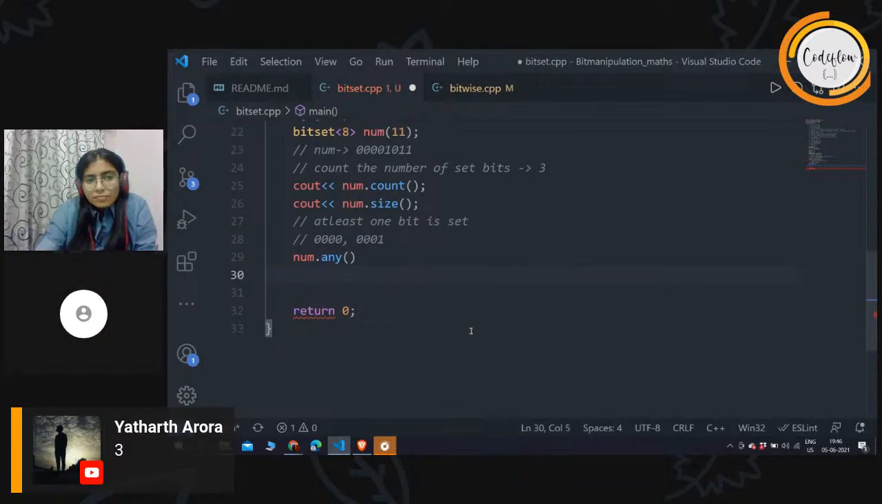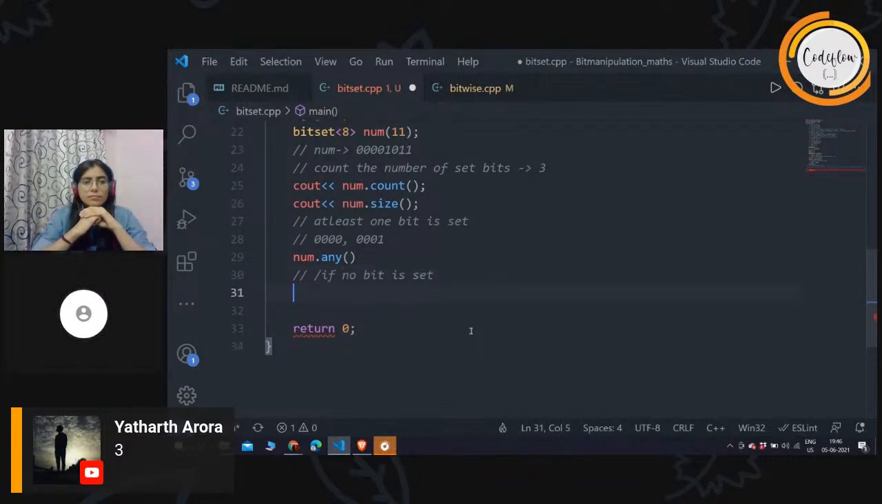Then, if no bit is set, I can just do num dot none. Num dot none will return true. Of course, the true I'm talking about is in case of a 0 and 1. Num dot none will give me true if no bit is set. That is, in case of 0000, it will give me true, and in case of 0001, it will give me false.